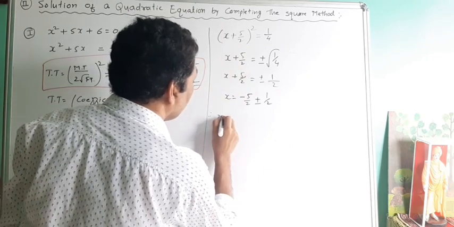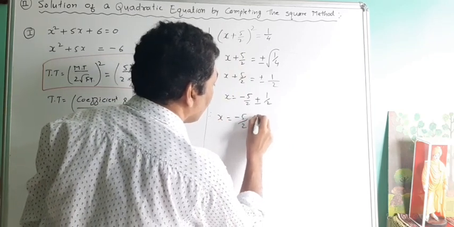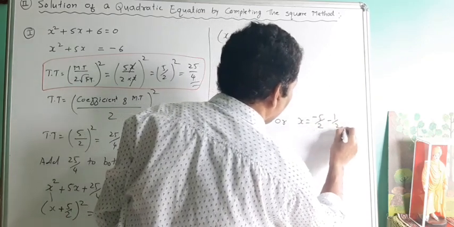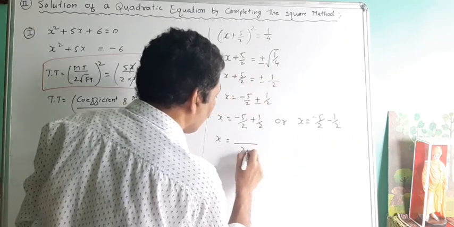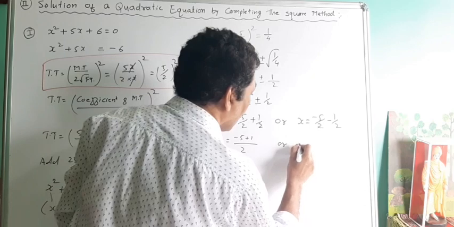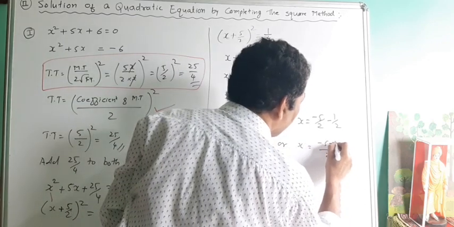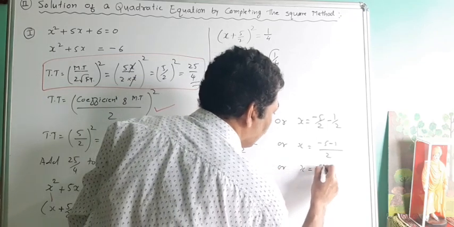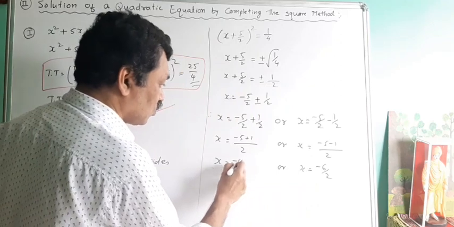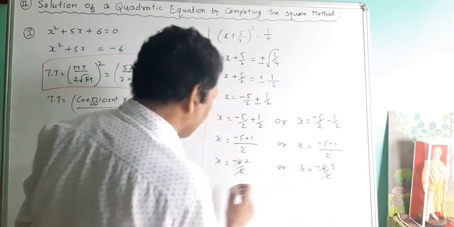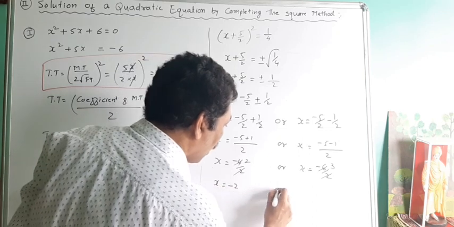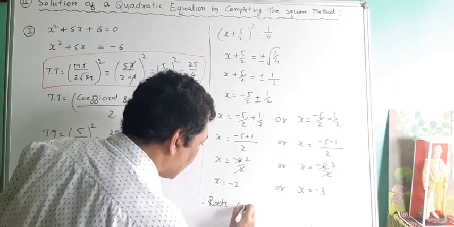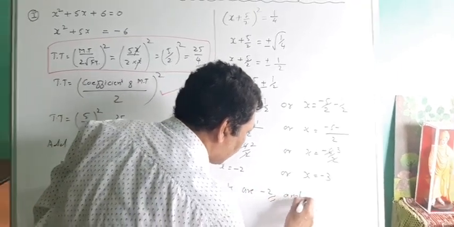And therefore, what are the values of x? x is equal to -5/2 + 1/2, or x is equal to -5/2 - 1/2. This gives us (-5 + 1)/2 or (-5 - 1)/2. Therefore x is equal to -4/2, or x is equal to -6/2. Two 2s are 2, two 3s are 6, therefore x equals -2 or x equals -3, and therefore the roots are -2 and -3.